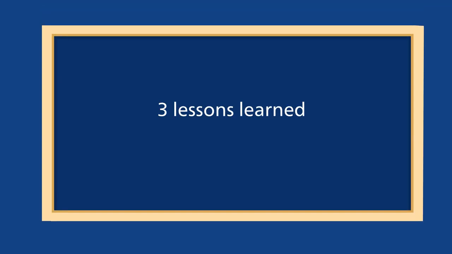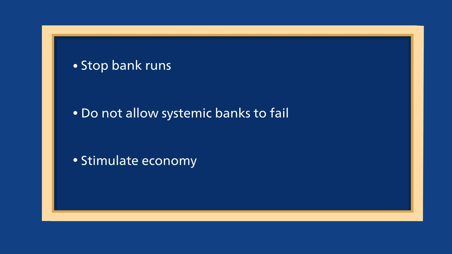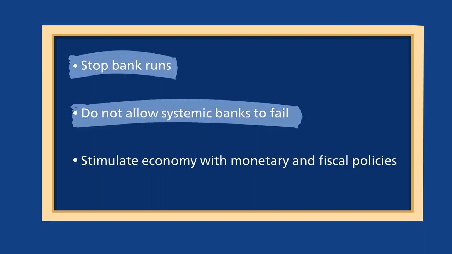Specifically, there were 3 lessons learned from the Great Depression. Do not allow a bank run to occur. Save system-relevant banks. And absorb the effects on the real economy with expansive monetary and fiscal policies. This presentation has focused on the first 2 measures, which are directly linked to the banks and the financial system.